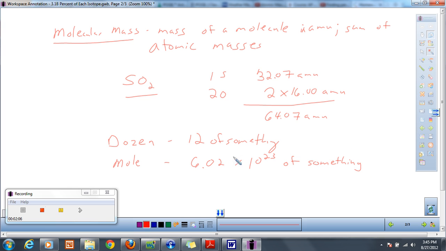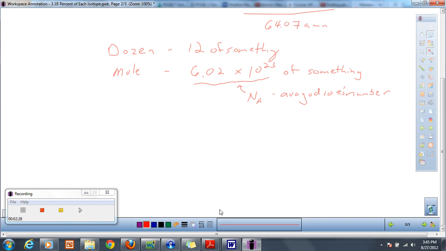Okay, so what is this ridiculous number? Well, it was devised by Avogadro, and we call it N, subscript capital A. This is Avogadro's number. Now, Avogadro's number is really just devised so that the mass of something in grams per mole is going to be the same number as the atomic mass of that element.